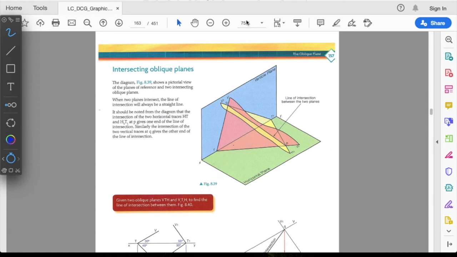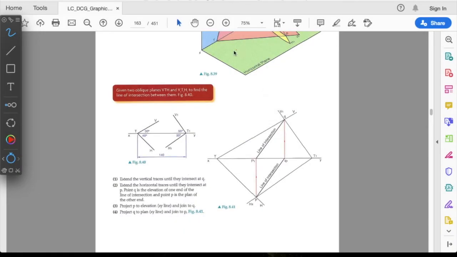Now, what you need to notice first of all is that when you have an oblique plane, you'll see you have the red one, VTH, and the yellow one, VTH. The line of intersection starts at the point where they meet at the vertical plane and ends at the point where it hits the horizontal plane, which makes it quite simple to find in a question. What's also important to note is that these planes can go on to infinity, but we only work with it in this space. So we can say that it starts at the vertical plane and ends at the horizontal plane, even though it could go on a little further if it needed to.